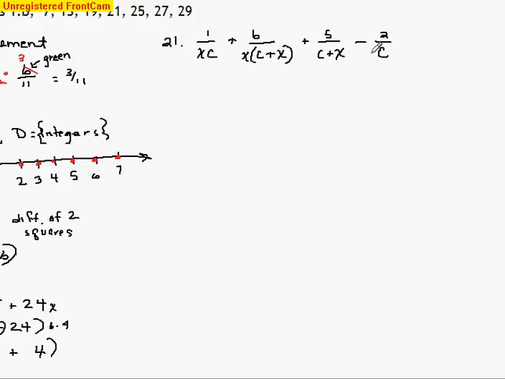The directions for this one say add. So if you're going to add, it's a bunch of fractions. So in order to add fractions, the first thing you always do is find a common denominator. So we're going to look here, see if we can find a common denominator. So we need an x and a c. Here's the tricky part. We also need a c plus x. So we put our c plus x.